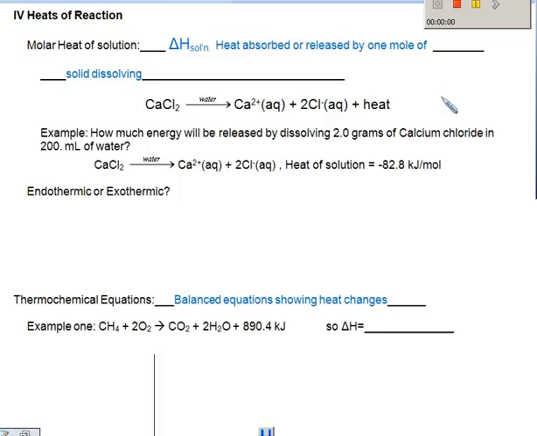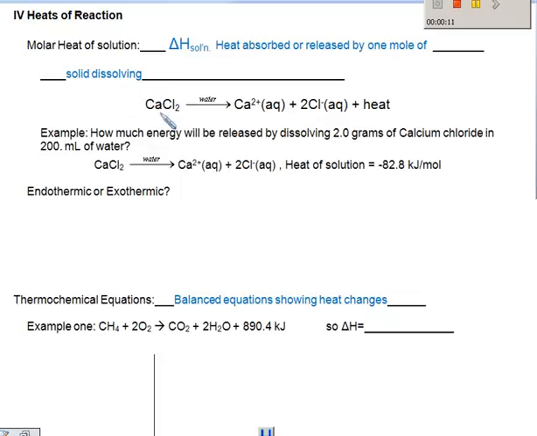This is Thermochemistry Part 6. This is Heats of Reaction. We're going to start off by actually looking at another molar heat. We're going to look at molar heat of solution, and this is indicated by delta H, solution. And this is the heat absorbed or released by 1 mole of solid dissolving.